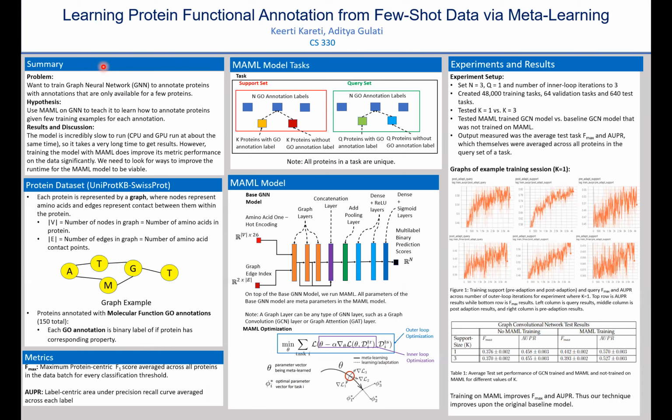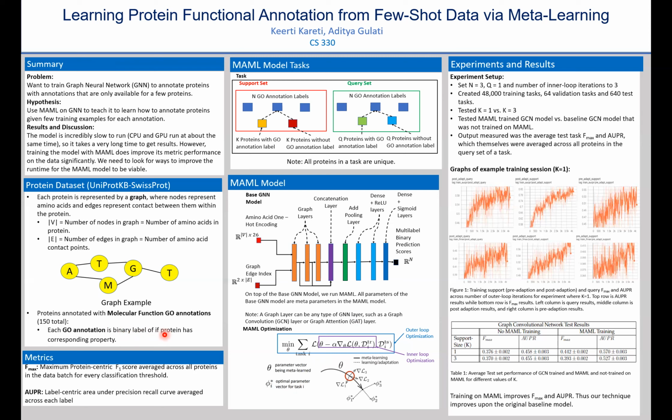Okay. So coming to the dataset, we use the UniProtKB Swiss-Prot dataset for our work. The dataset consists of multiple types of proteins. Each protein is represented by a graph where the nodes represent the type of amino acids and edges represent the linkages between them. Each protein is annotated with a set of molecular function GO annotations. These GO annotations describe the properties of the proteins and are crucial for our prediction. Each GO annotation is a binary label of whether that particular GO annotation is present in the protein or not, describing whether that protein has that particular property.